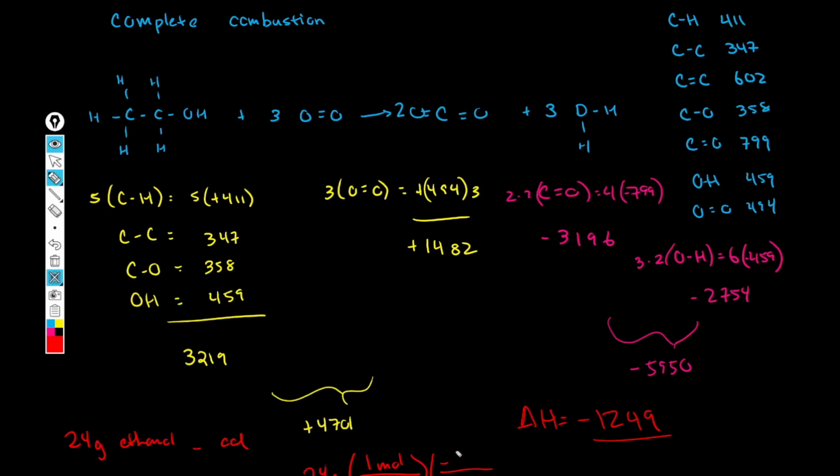Okay, so we're going to convert it to moles first, so it'll be 24. And then the conversion is 1 mole over 46.07 grams. So that is the molar mass. You can't really see it on the bottom here. And then you have 1249 kilojoules per mole. So that's that part.